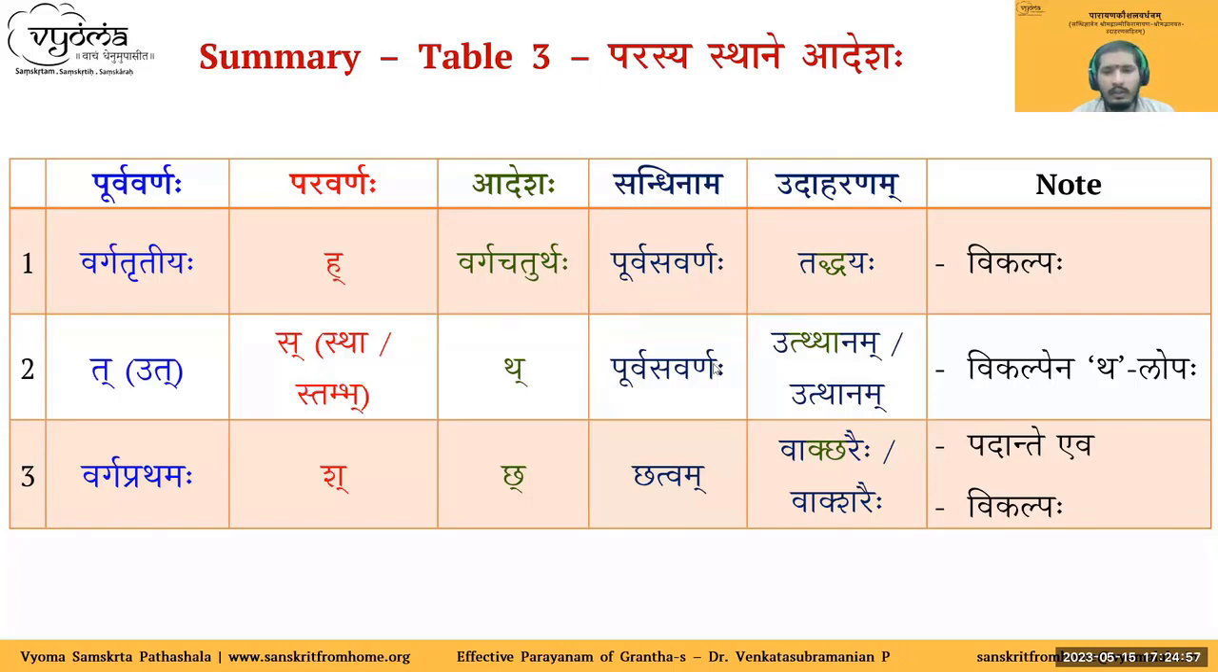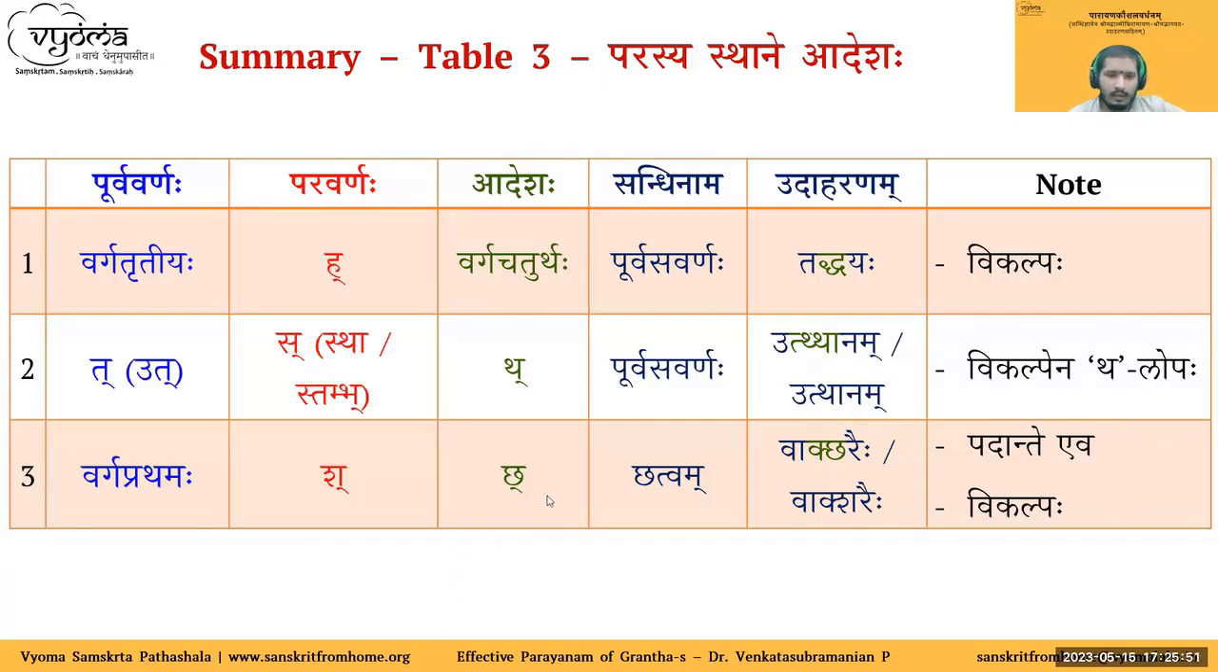So in Purvasavarna, we saw another rule wherein we have takara on the left hand side. That takara should be the ending letter of the upasarga ut. And if the paravarna is sakara, which is the starting letter of the dhatus stha or stambh, then we get the adesha thakara in place of sakara. So we get the rupa utthanam. Since this is difficult, we also have an optional deleting option. That is, the thakara adesha, which has come in place of sakara, can optionally be deleted. So we also get the form utthanam.